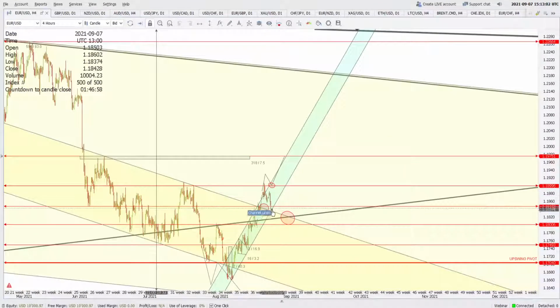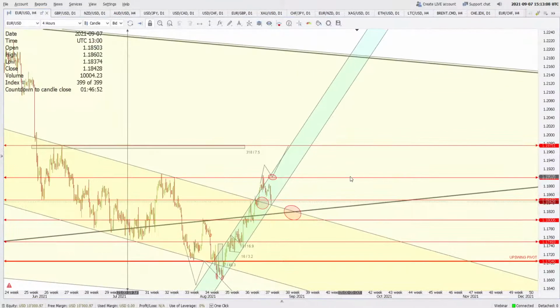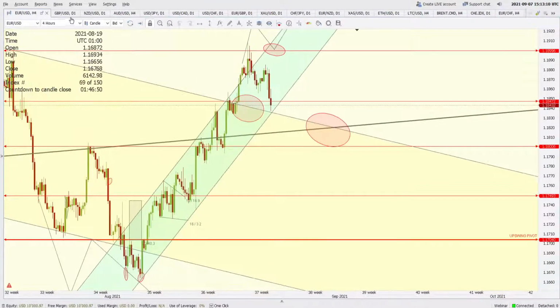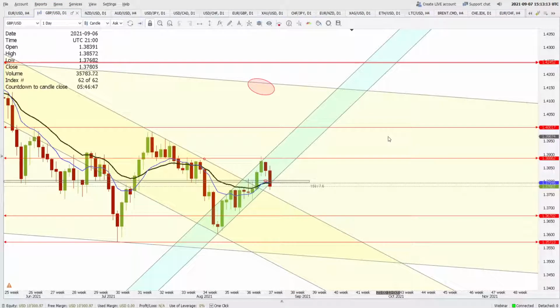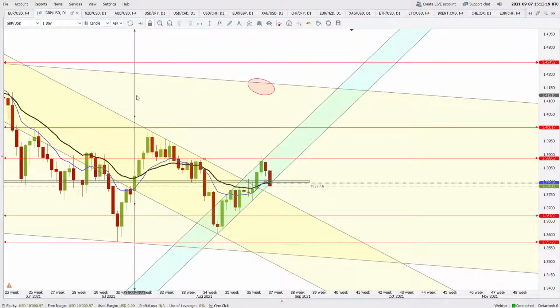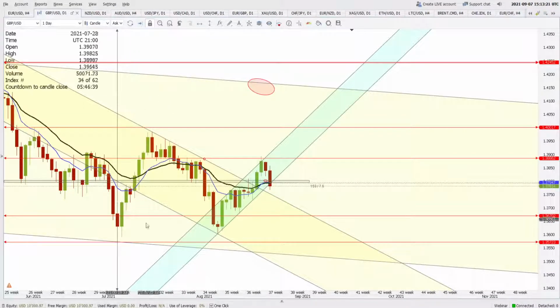I'm saying to buy this pair because it has broken through this falling channel to the upside. Okay, now talking about the Great Britain pound, similar things are happening on the Great Britain pound. Okay, this is the level from which we have started watching the GBP USD.